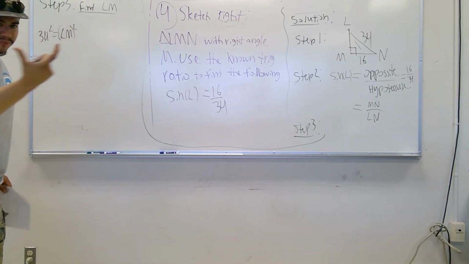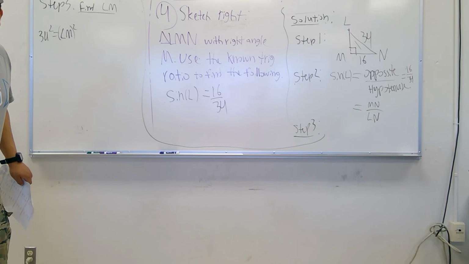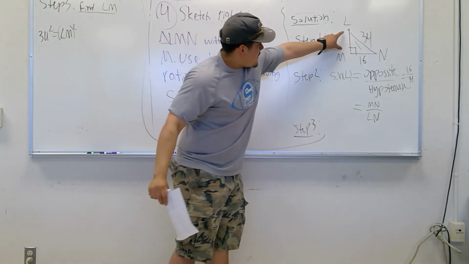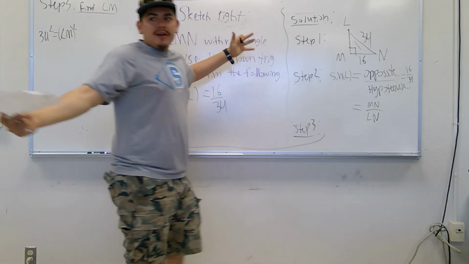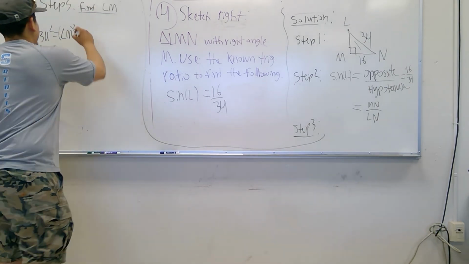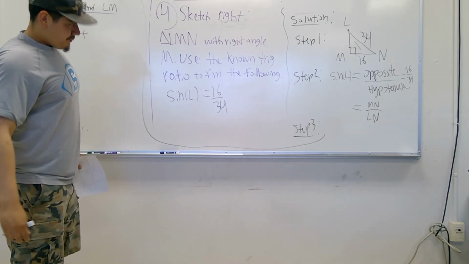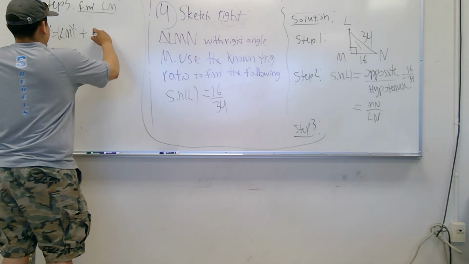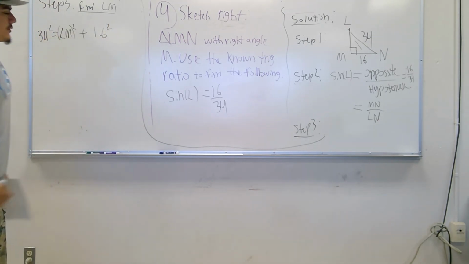Okay, all I did was label the side LM. Because this side LM, we don't know it, so I labeled it: LM squared plus MN squared equals 16 squared. So there we go.